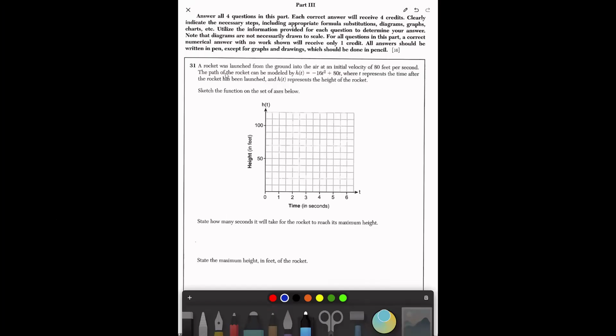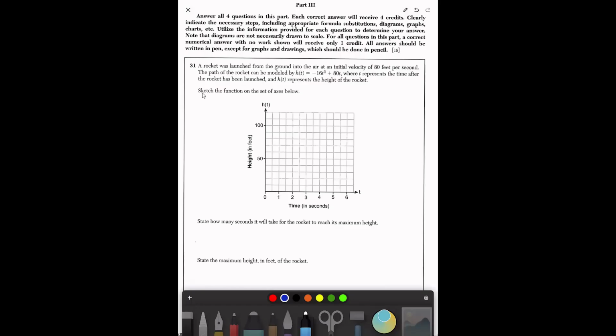All right, so we got a rocket that was launched from the ground into the air. The initial velocity is 80 feet per second. The path of the rocket can be modeled by this function, h of t equals negative 16 t squared plus 80 t, where t represents the time after the rocket has been launched, and h of t represents the height of the rocket at any given time. Sketch the function on the grid below.